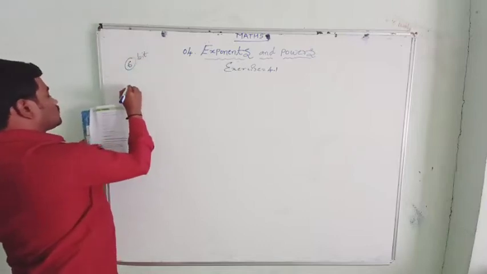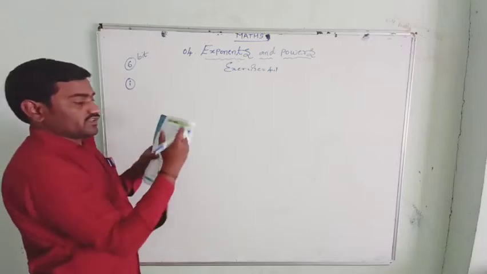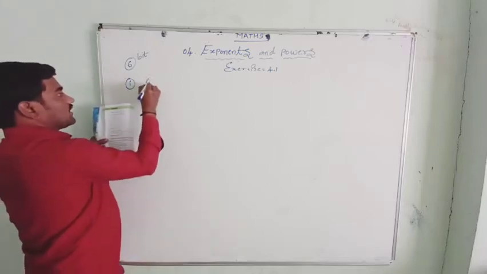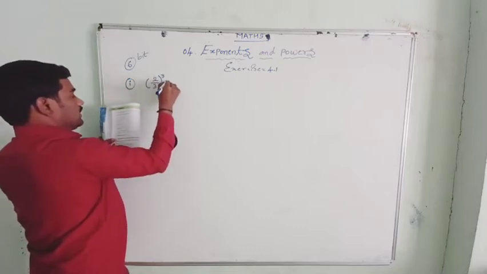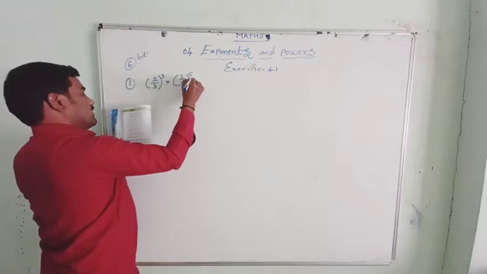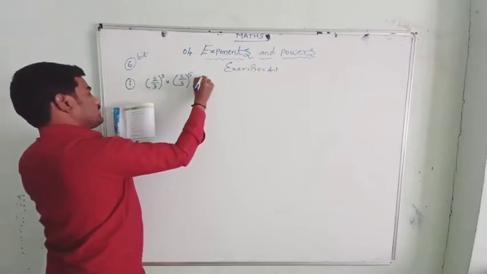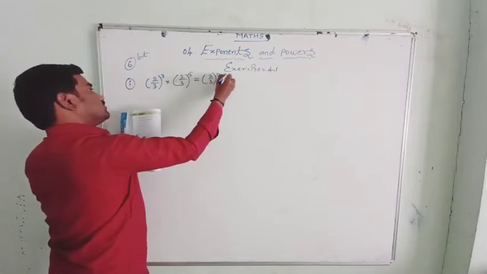There are 3 sub questions, in which we need to find out the n value in every question here. So see that the first question is (2 by 3) whole to the power of 3 into (2 by 3) whole to the power of 5, this is equal to (2 by 3) whole to the power of n minus 2.